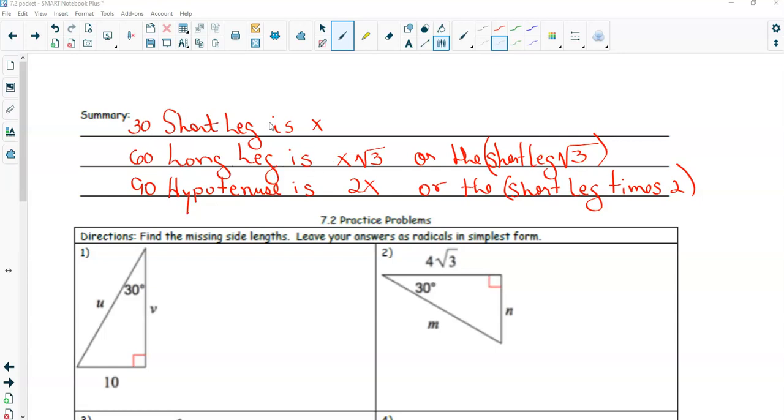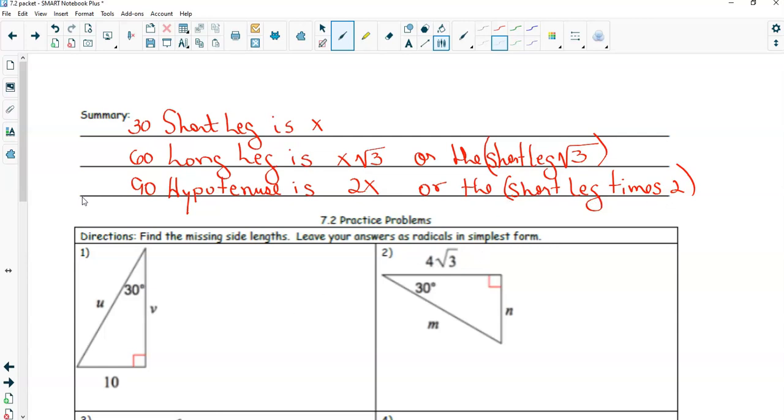The 30-degree angle is across from the short leg, which is x. The 60 degrees is across from the long leg, which is x times the square root of 3, or the short leg times the square root of 3. And across from the 90-degree angle is the hypotenuse, which is twice x, or the short leg times 2.